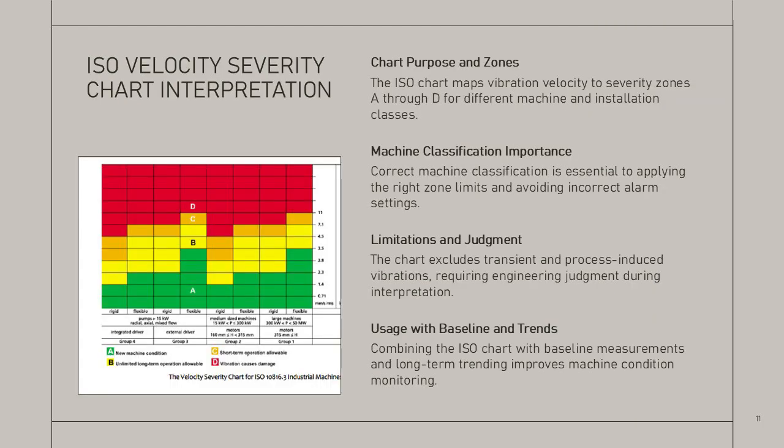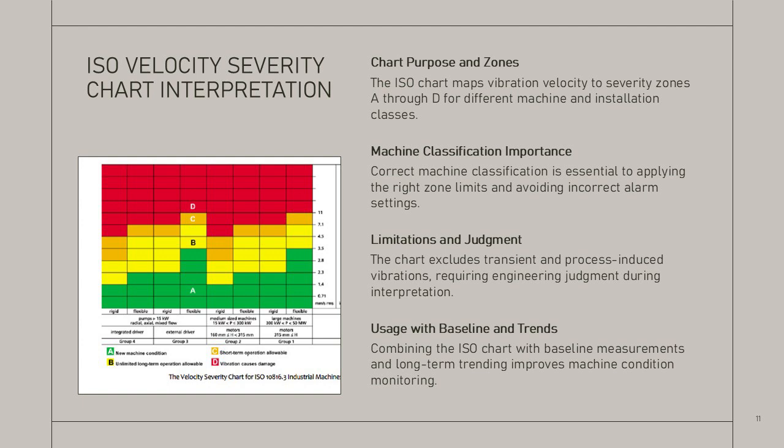The ISO velocity severity chart is a practical visualization tool that maps overall vibration velocity levels to severity zones for different machine classes and installation types. Interpreting this chart correctly is essential for setting meaningful alarm limits. The chart typically presents vibration velocity on a logarithmic or linear scale, with horizontal bands representing zones A through D.